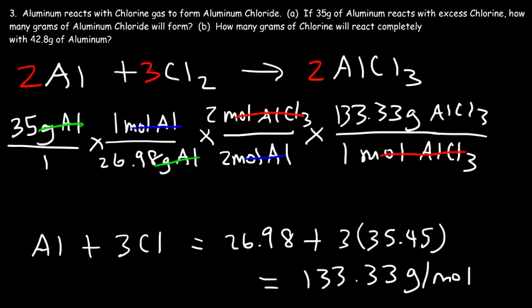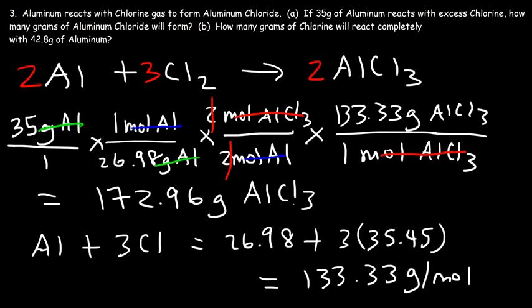So now let's do the math. It's 35 divided by 26.98. 2 over 2 is 1, so we could cancel the 2's if we want to. And then let's multiply by 133.33. So the final answer is 172.96 grams of aluminum chloride. So that's the answer for part A.